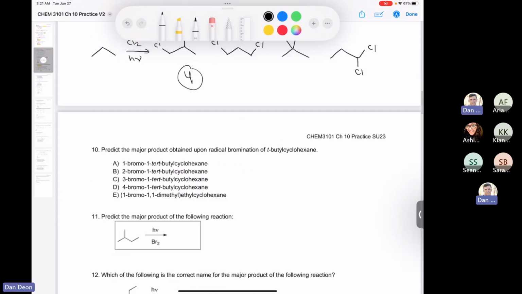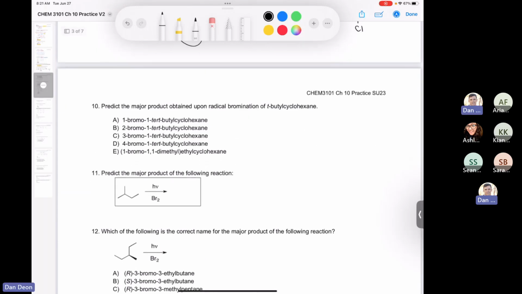All right, question number 10. Predict the major product upon the radical bromination of tert-butyl cyclohexane. So if I take tert-butyl cyclohexane, that means you've got to be able to draw tert-butyl cyclohexane. So we have a cyclohexane with a tert-butyl group on it. There we go. And we're going to treat that with bromine. And we're going to shine some light on that.